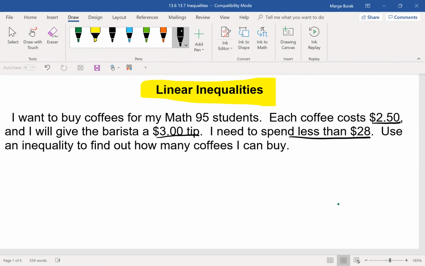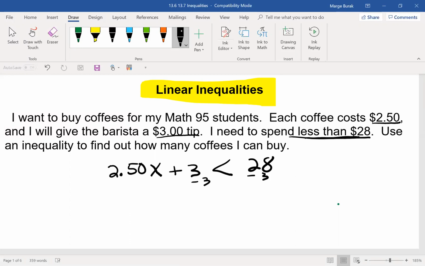Each coffee is $2.50. I'm going to call x how many coffees I can buy. So every coffee is going to cost $2.50, plus I'm going to have a $3 tip, and it needs to be less than 28 bucks. This is a linear inequality, and I could solve that.